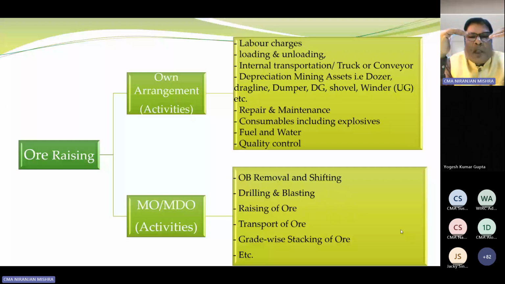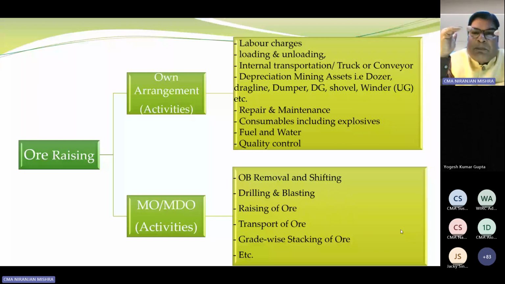We have seen that under own arrangement, the company has to engage its own mining assets like dozer, dragline, dumper, DG sets, shovel, winder. For internal transportation, the company has to engage trucks or conveyor belt. Again for screening, the company has to go for crusher and screening. All these things the company has to engage. Those engaged in mining by their own arrangement have seen in the long run that the cost is much more because they have to go for alternatives. Suppose there is one driver and the driver is ill, then the operation stops. They have to go for an alternative driver.